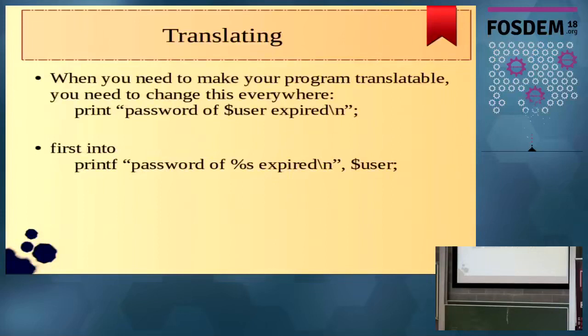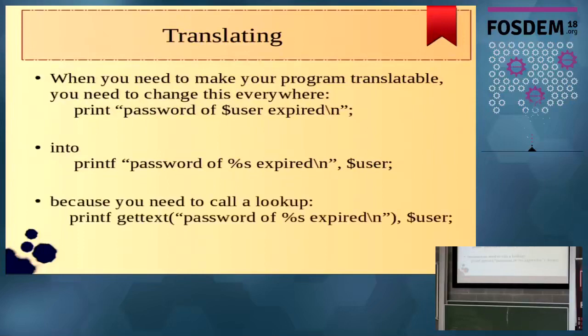The first step you have to make is to go from just the interpolation of variables into something which is static, and then the variables are added in later. And now you can build a translation table based on this to translate this English text into German and Dutch and so on. So that's the burden of having translations in your program, and it's horrible if you have to add it later, if you already have thousands of lines of print statements in your code.